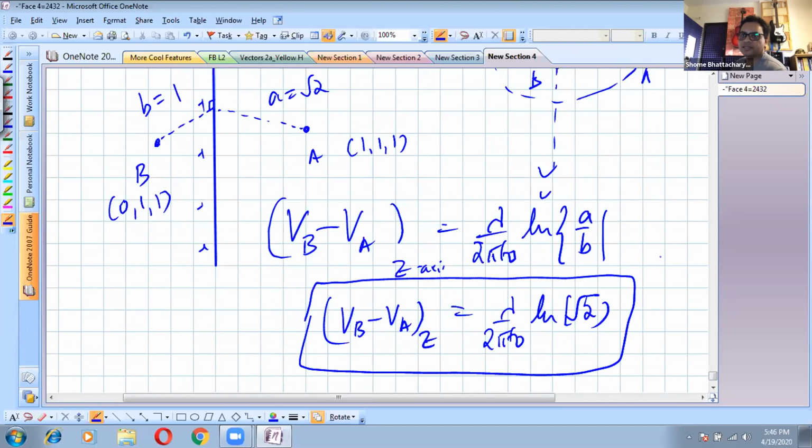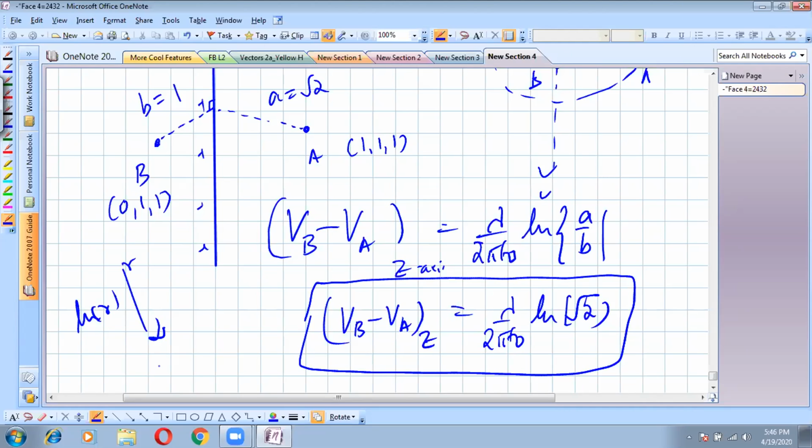See, the problem with infinite lines of charge is that you cannot calculate absolute potential. You try and do that, you'll end up doing ln r integrated from infinity to that point. So it's undefined. Oh, yes, sir. So that is why we have to think in terms of potential difference.